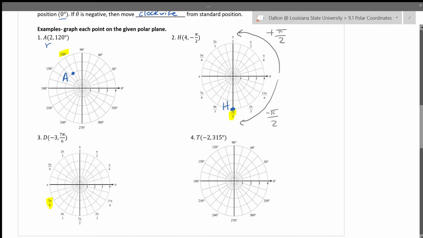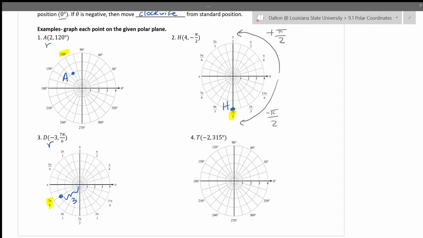And then notice there's a difference here. The radius, and again, I hate to use the word radius, let me use r, is negative. So what this means is, if r were positive at 7 pi over 6, this would be the point. This would be a positive 3 from the pole in the direction of 7 pi over 6. But it's not a positive 3, it's a negative 3.